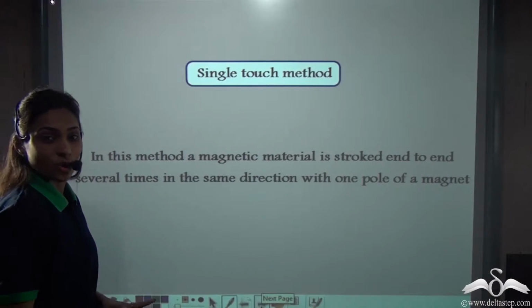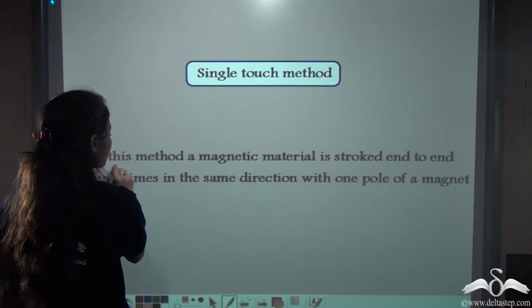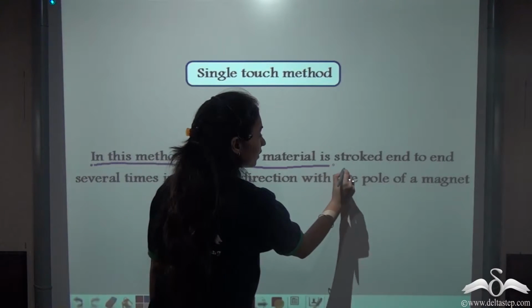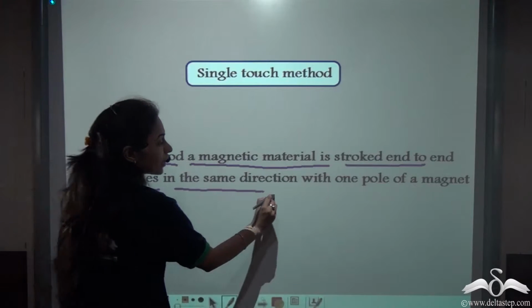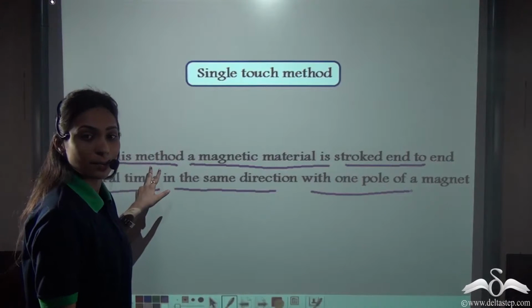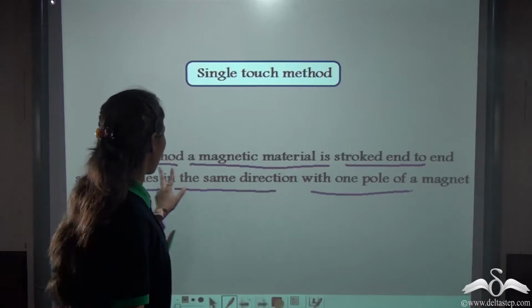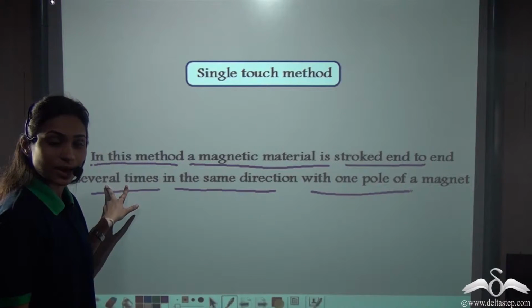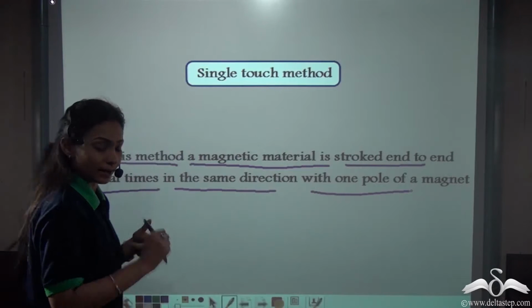Well, this method which you saw is called the single touch method. In this method, a magnetic material is stroked end to end several times in the same direction with one pole of a magnet. You saw in our experiment what we were doing. We took a magnetic material and stroked it end to end several times in the same direction with one pole of a magnet, with that bar magnet.